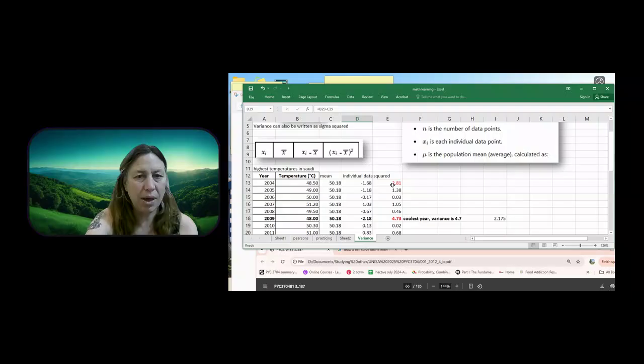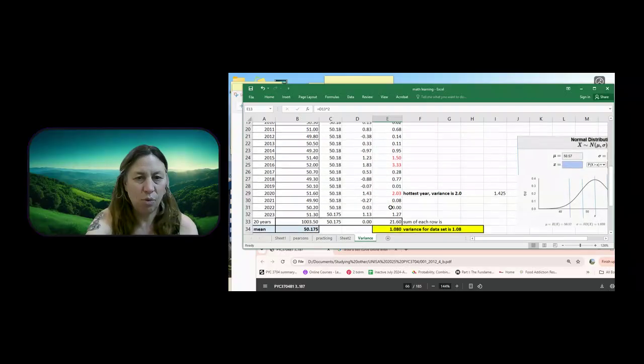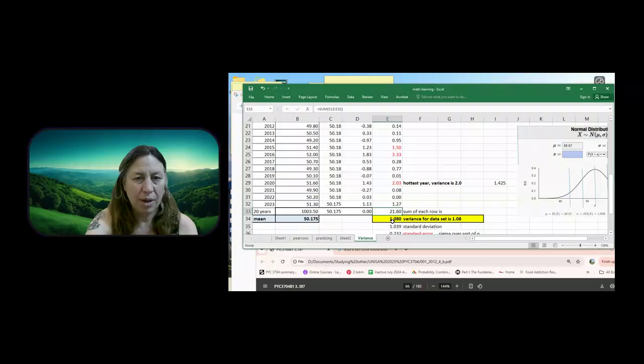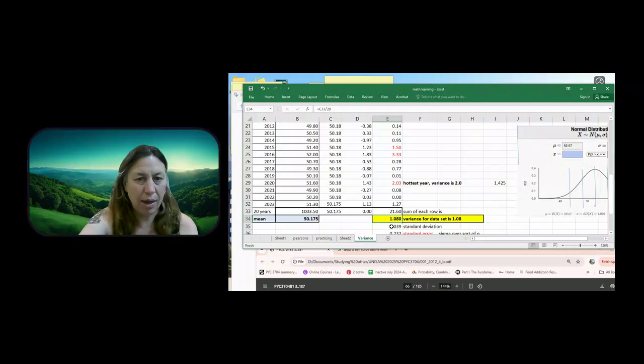Then we square the difference between those two, all right? And if we take all those numbers and we sum them, and then we divide that by n, we get the number called variance, 1.08. Okay, now we take the square root of that, and we have our standard deviation. Our standard deviation is 1.039 degrees Celsius. Okay? That's one standard deviation from the mean overall.